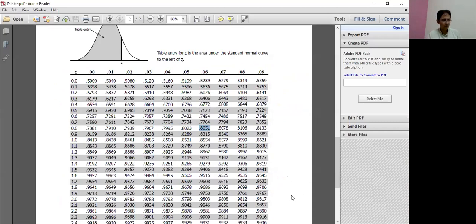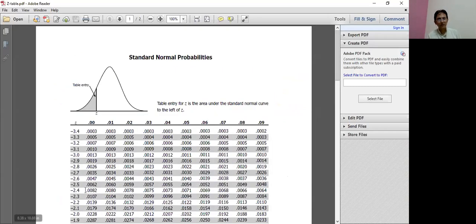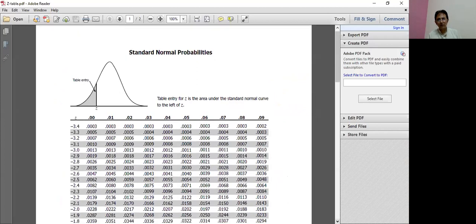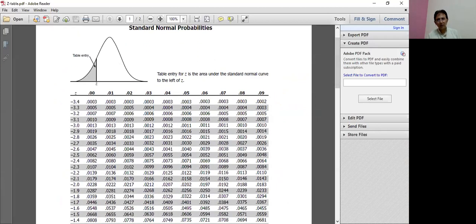And the next value it is minus 1.97 in the first page of Z table, minus 1.9, and eighth column it is 97. So it is 0.0244. Minus 1.97, this will be the answer. So both results we will write, and back on our slide.